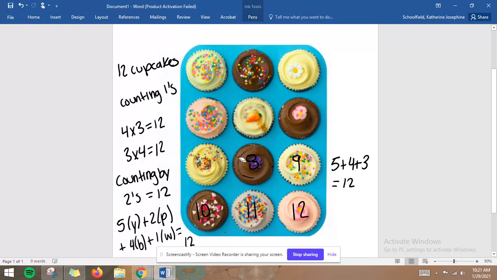You could also count by 3s and by 4s, but that's the same thing for the multiplication that I already showed you. So you could go, well, there is 3 in each of the rows, so 3 plus 3 is 6, plus 3 is 9, plus 3 is 12. So 3 plus 3 plus 3 plus 3 equals 12. And then you could do the same thing for 4. 4 plus 4 is 8, plus 4 is 12.